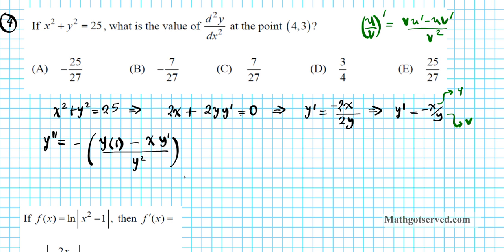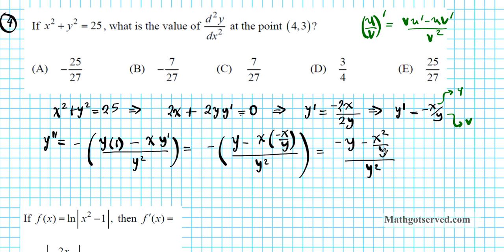Okay? So let's simplify this. We know that y prime is negative x over y. So if we want to simplify this result here, we'll have negative [y minus x times y prime], and instead of y prime we're going to put negative x over y, divided by y squared. Simplifying further, let's distribute the minuses in. We have negative y. This minus times that minus is going to be positive, times this minus is going to become negative, minus x squared over y, all over y squared.